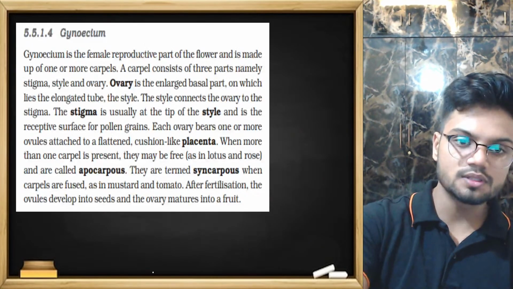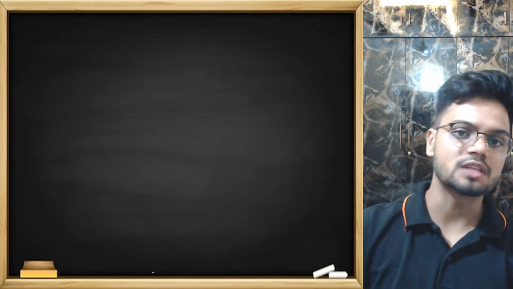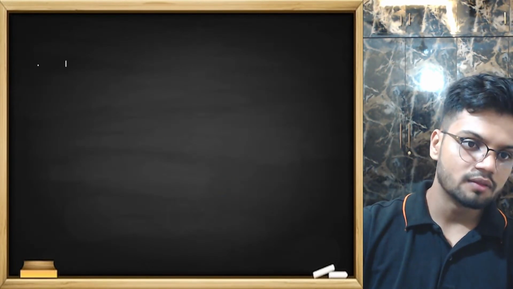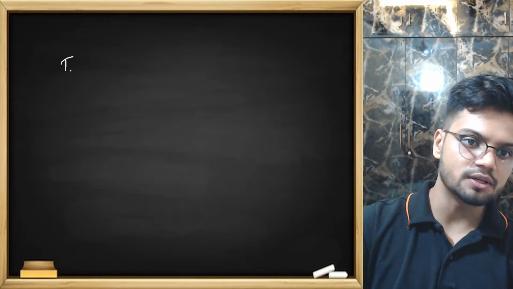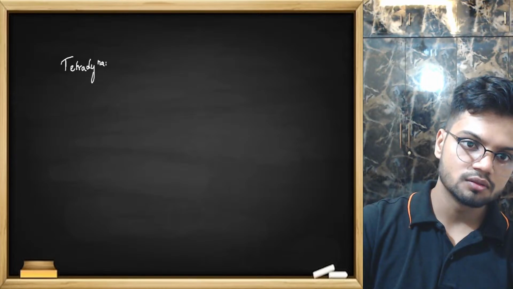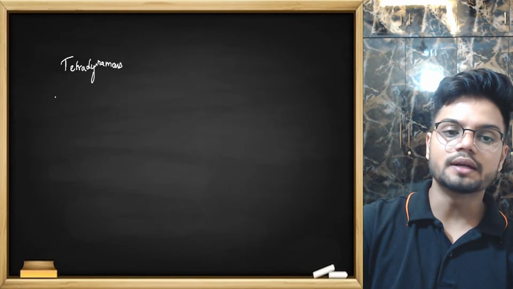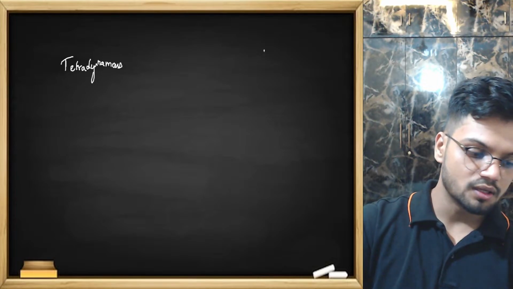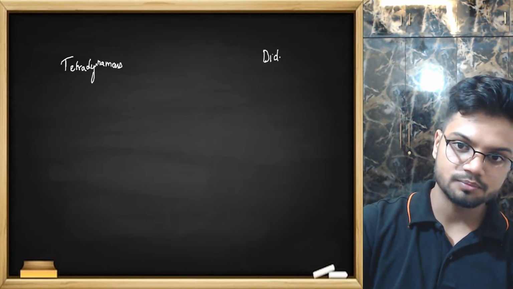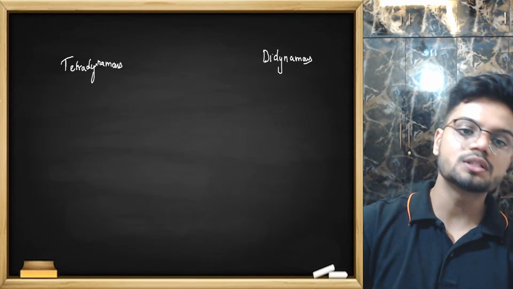Okay. Now students, I will teach you something called unequal length of the stamen. For example, there is something called tetradynamous condition. Tetradynamous condition, as well as didynamous condition. What is the difference here?